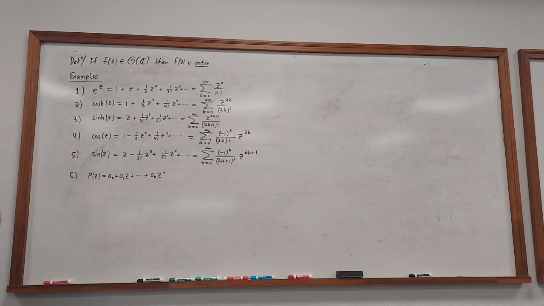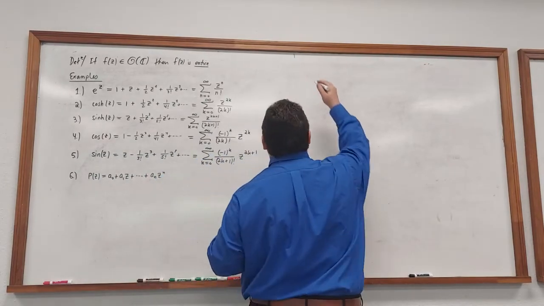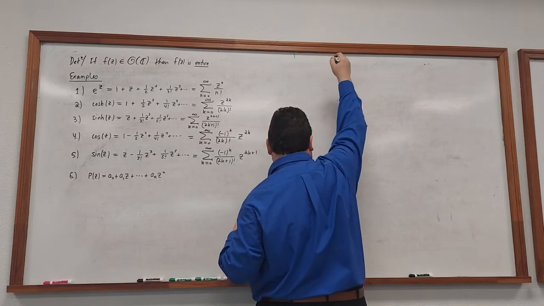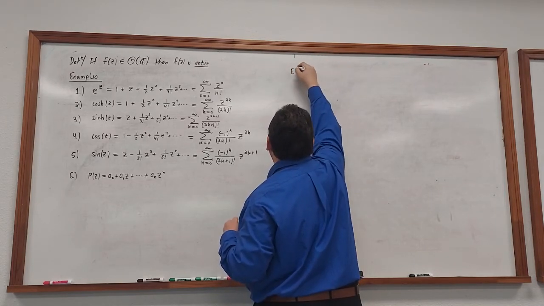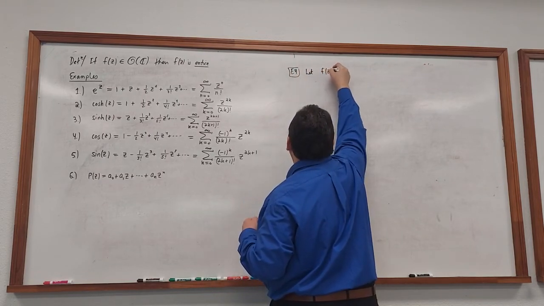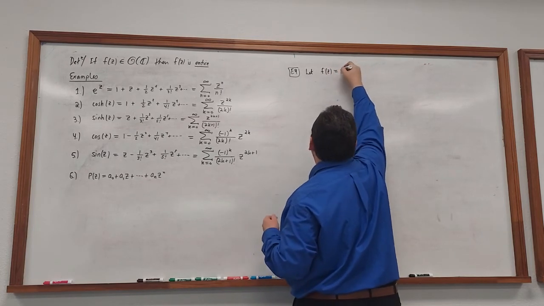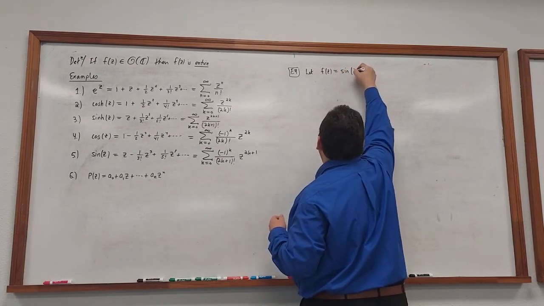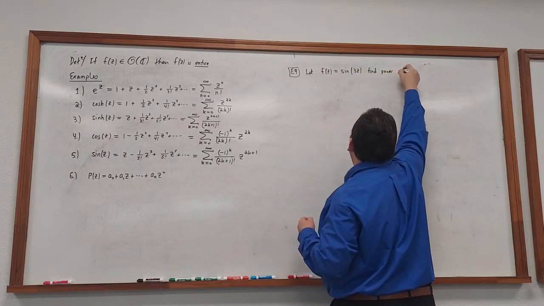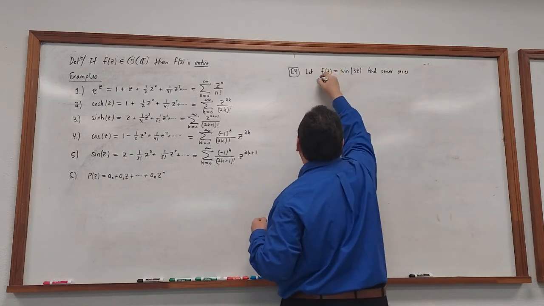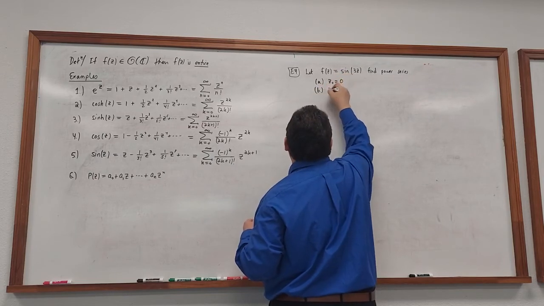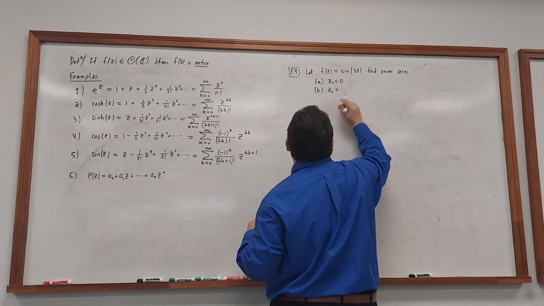Let's do an example. What example was I on? Example 4, maybe example 5, I forget. I'll call it example 4. So let f of z equal sine of 3z. Find the power series (a) centered at z naught equal to 0, and (b) z naught equal to i.